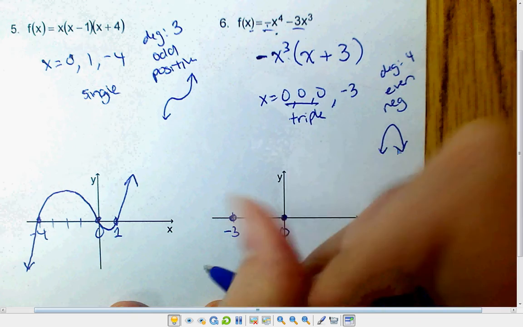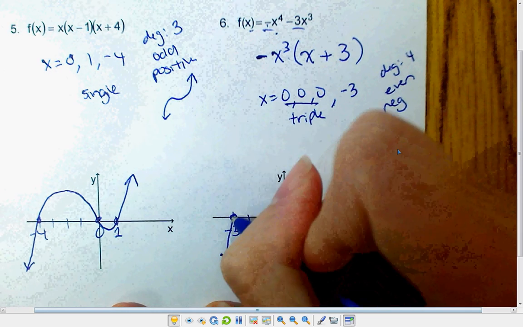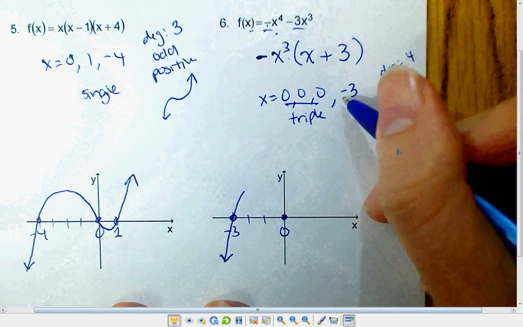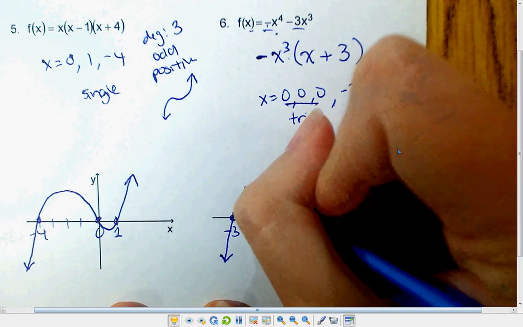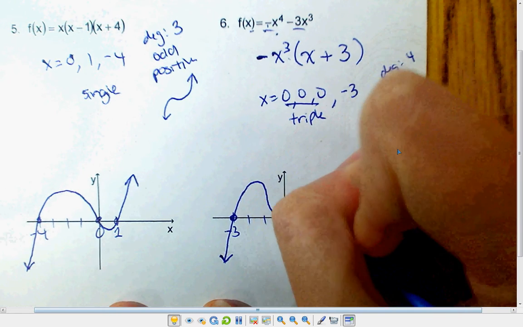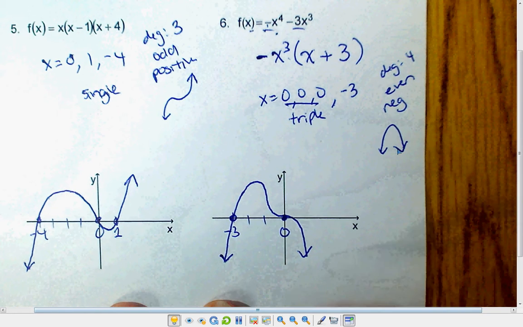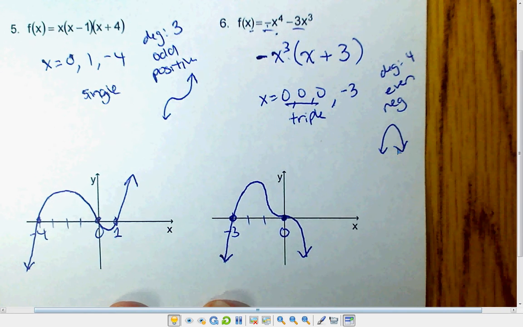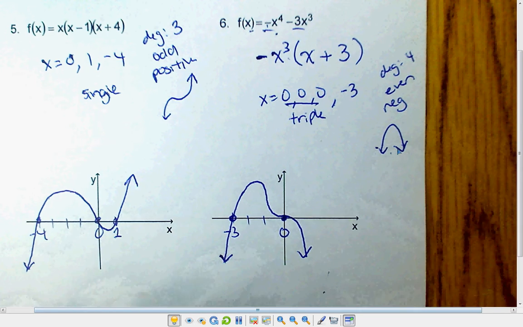So let's start with the negative 3. I know I want it to be pointing down. The negative 3 is going to go straight through. But for my 0, a triple root looks like x cubed. So I want it to curve down like the x cubed function. So it's going to look like this. It's going to curve through it because it should resemble our cubic function. But just like our picture, they both should be pointing down.